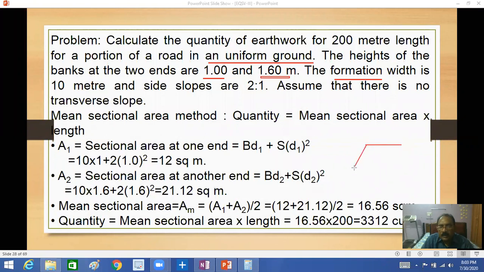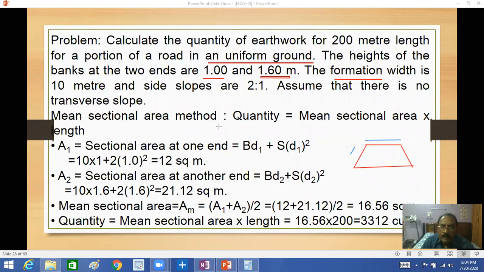This is your typical road, right? Say this is the formation width, the edge to edge formation width. That is given as 10 meters. And the side slope is given as 2:1. Right? See here, assume that there is no transverse slope.